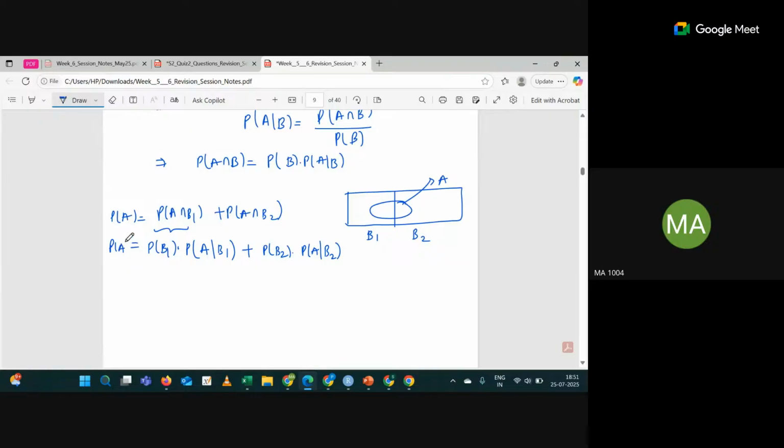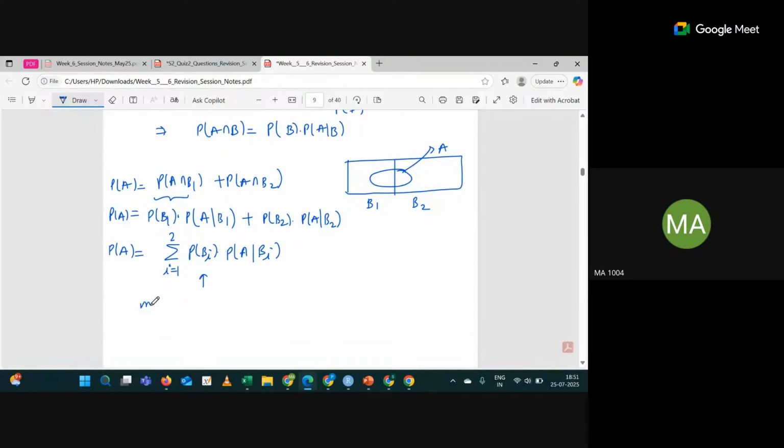Right. So how can I write this probability of A? Let's say i equals 1 to 2, and if I want to generalize, this will be the sum of probability of Bi times probability of A given Bi. What is this? This is called the marginal probabilities, and this is the conditional probabilities. Can I say? All right.